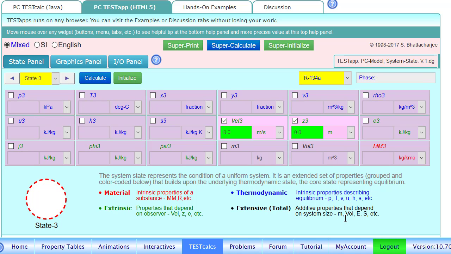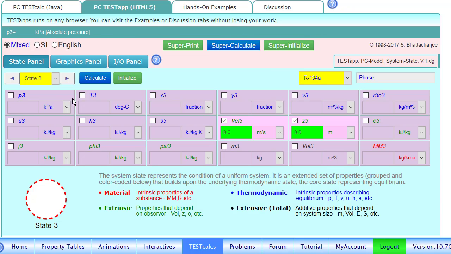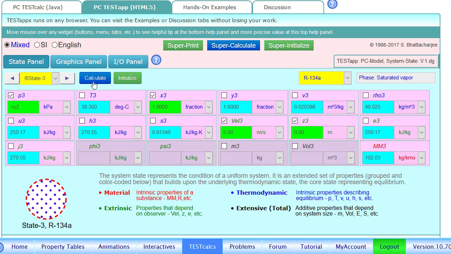And on to state 3, which we are given that it is isobaric to state 2, which means it has the same pressure as state 2, and it's saturated vapor again. So again, isobaric means same pressure as state 2, so P3 equals P2. And again, it's saturated vapor, which means that fraction will be 1. And then we can hit calculate again because we have two thermodynamic properties. And we get the rest of our values.